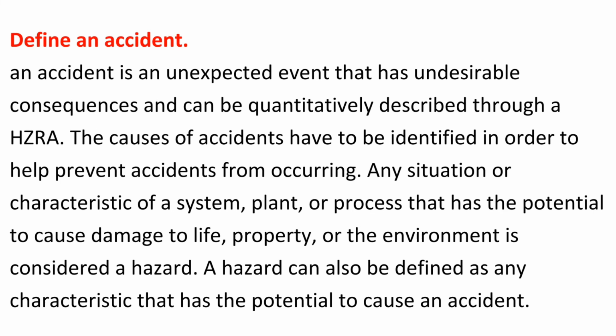Define an accident. An accident is an unexpected event that has undesirable consequences and can be quantitatively described through a HZRA. The causes of accidents have to be identified in order to help prevent accidents from occurring. Any situation or characteristic of a system, plant, or process that has the potential to cause damage to life, property, or the environment is considered a hazard. A hazard can also be defined as any characteristic that has the potential to cause an accident.